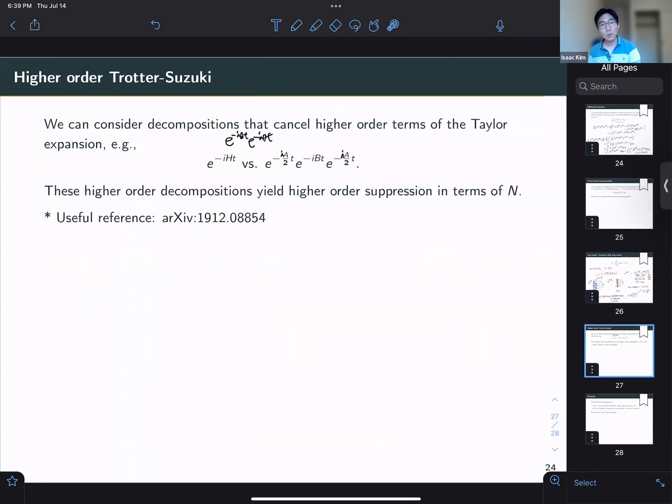That's what many people are working on: how do you make the time evolution simulation algorithm much more efficient in terms of the scaling of inverse precision epsilon, the system size n, and the time t.